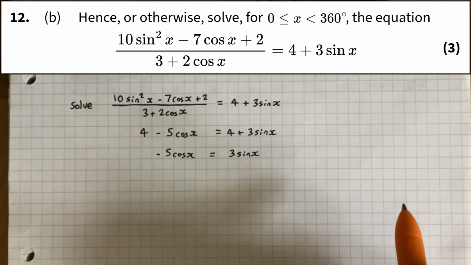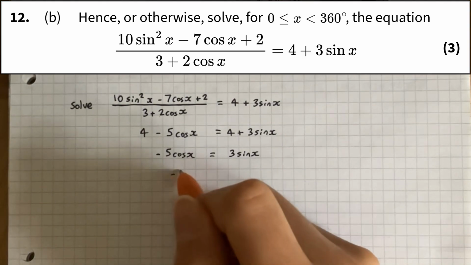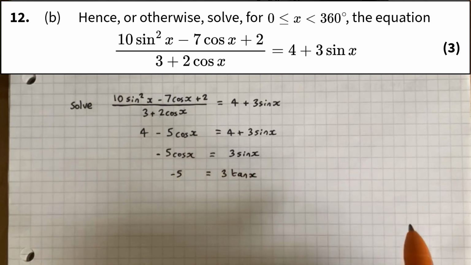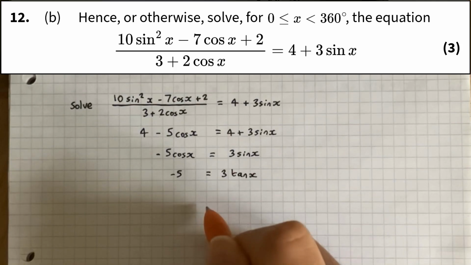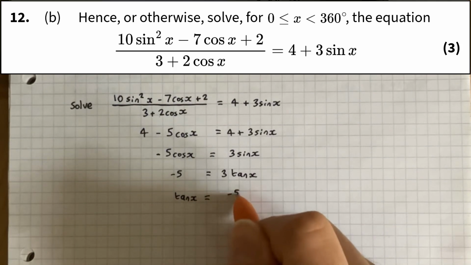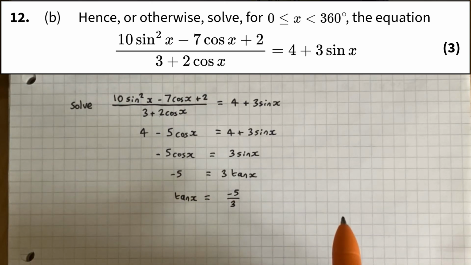And now there's no squares in sight. So that identity is ruled out. What's the other identity that you know? Sine over cos equals tan. So I'm going to divide both sides by cos x, which gives us tan x on the right. If I divide by 3, then I'll get tan of x is equal to minus 5 over 3.